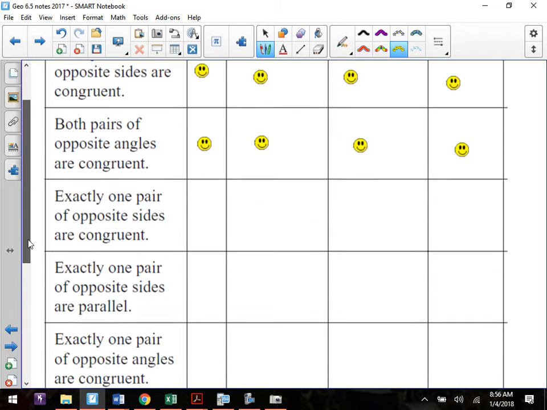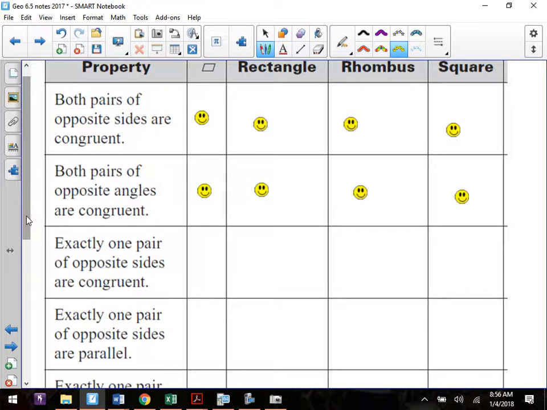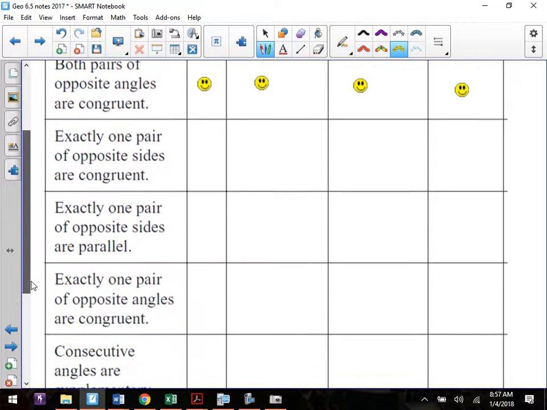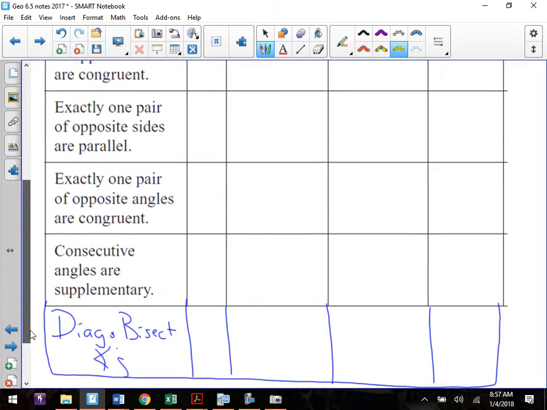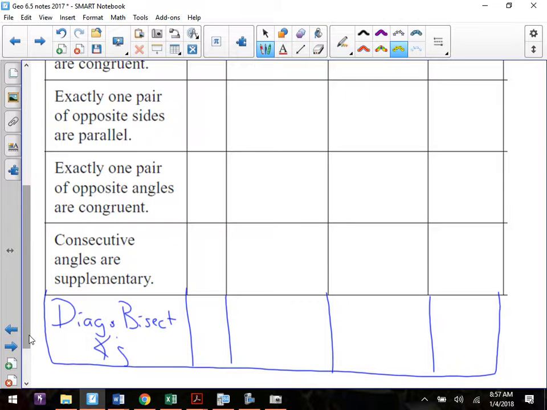So for one pair of opposite sides, because it's opposite sides, because a rhombus has all four sides and the square has all four sides of the same. Yeah, right? Is that what you're asking? Opposite sides or opposite sides? I was thinking that exactly one pair, which means there's only one set. Oh, exactly. And then exactly one pair. Yeah. And then consecutive angles are supplementary. There you go.